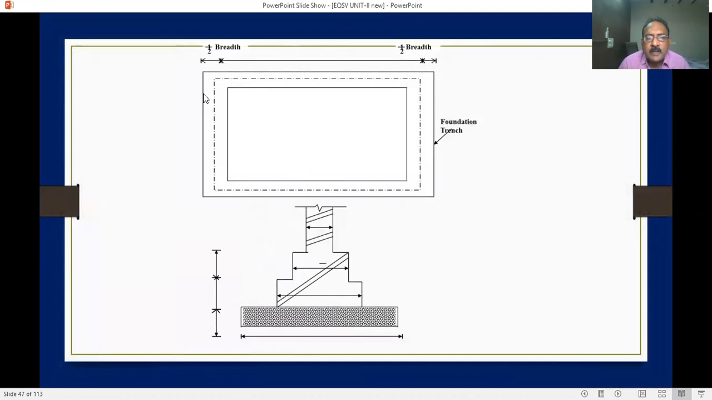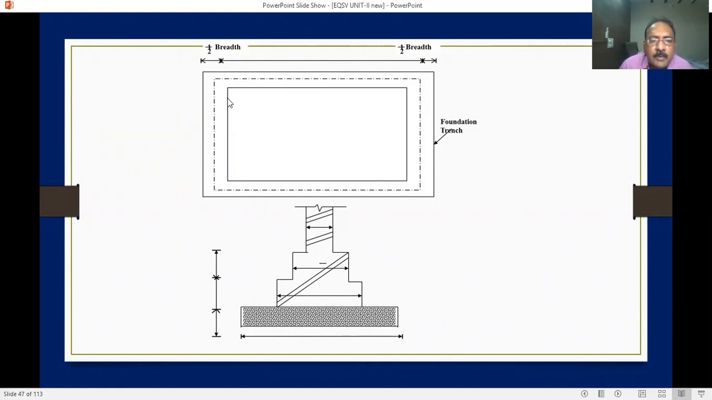See, suppose this is a plan and this is a section. First, suppose this is 6 meters. Say this is a 400 mm width of your wall or this foundation. Say this is 400. So first you suppose this 6 meters.